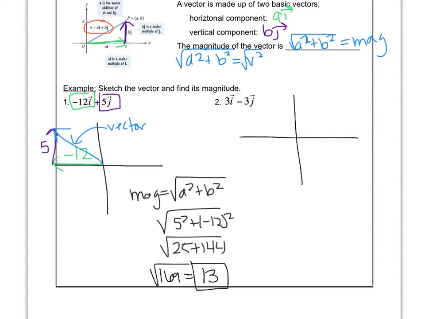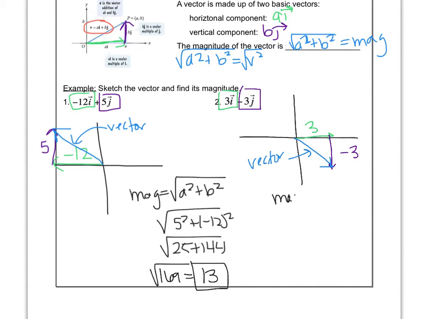So this one, again, we're doing the horizontal part first. The horizontal part is the I part. They always go like a point, x comma y. So I'm going over +3. And then this is my vertical component. I'm going down -3. My vector is that line that connects those together. This is the vector that I'm actually looking for, and I need to find the magnitude of that vector.